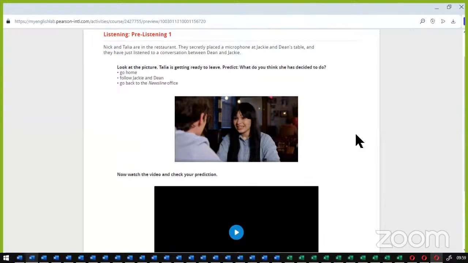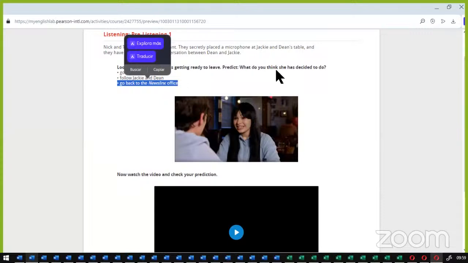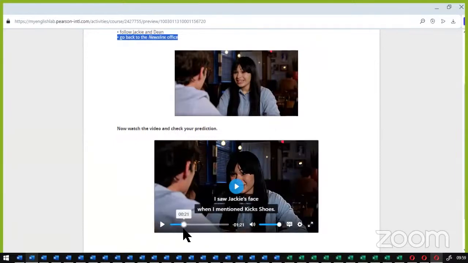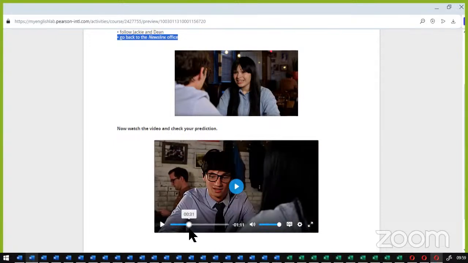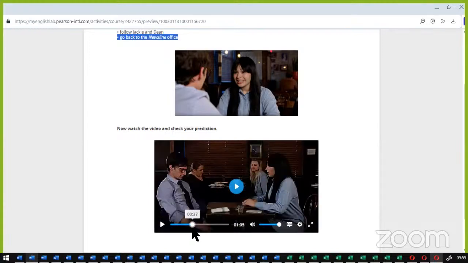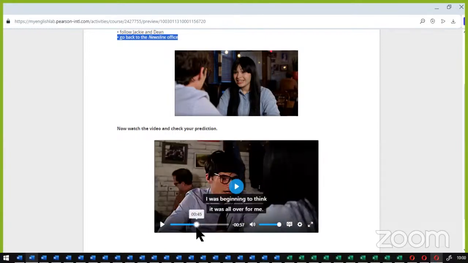Okay, so what was the answer there? So in fact, they decide to stay in the restaurant, but there's not an option about it. Yeah, I think it's this one, because she wanted to go at this moment, right? She decided, but of course she changed her mind. But at this point, if we see the picture here, it's when she proposed to go to the Newsline office. Yes, exactly. Here it is.